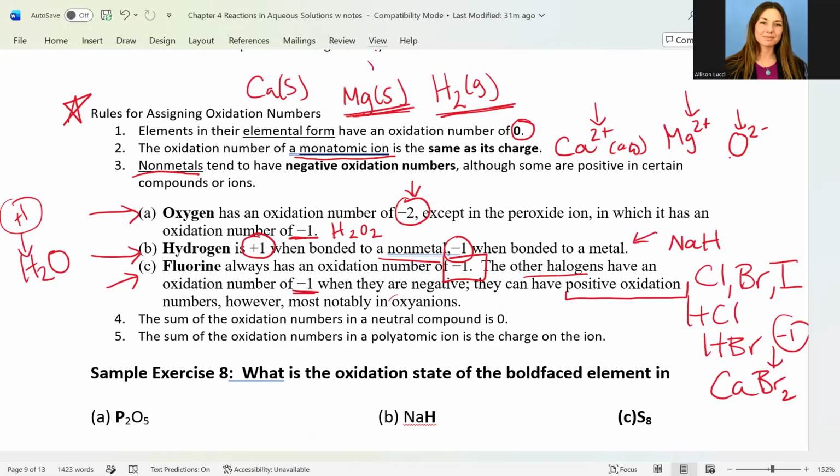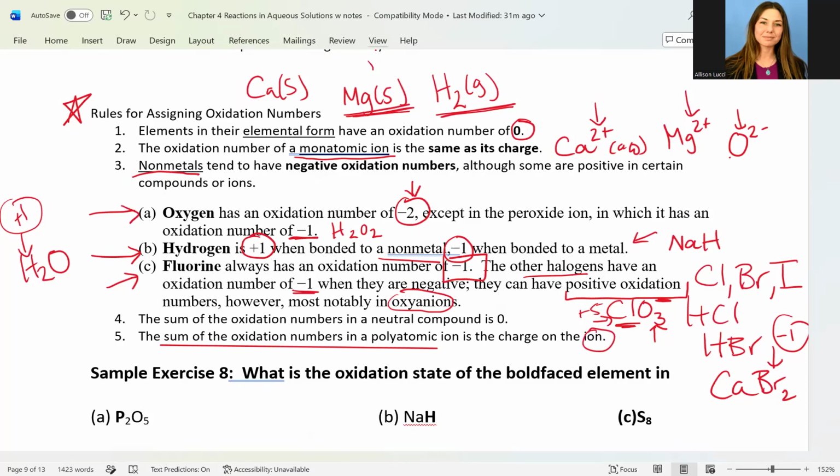Especially when they are in oxyanions. So for example, ClO3⁻, the oxidation state of chlorine there would be a positive number, right? Like a +5, because there is a net negative charge on this polyatomic ion. The oxygens contribute -6, so this must be +5 for that chlorine. So we're going to do lots of practice with these and show that the sum of oxidation numbers in a polyatomic ion will be the charge on the ion.